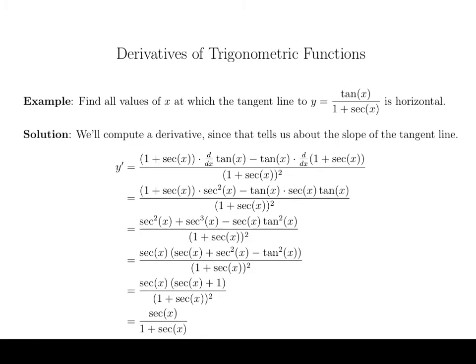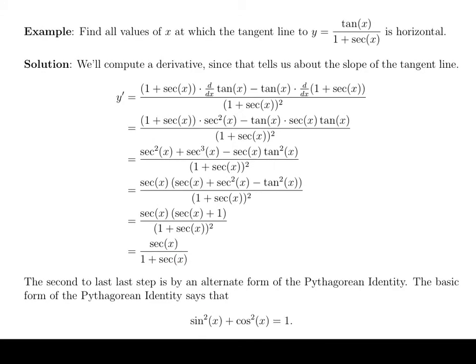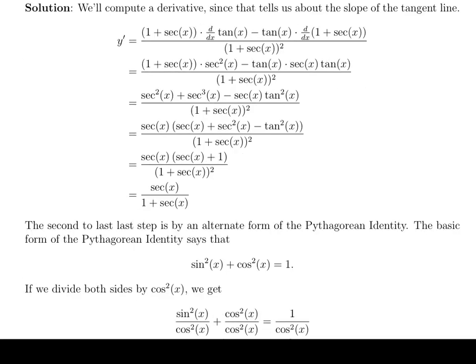Now let's talk about how we did this step where we converted secant squared x minus tangent squared x into 1. It turns out that step is just an alternate form of the Pythagorean identity. So what's the Pythagorean identity? That is the statement that sine squared x plus cosine squared x is equal to 1. This is the easy trig identity that everybody knows at this point. What we're going to do is take that basic Pythagorean identity and divide everything by cosine squared x.